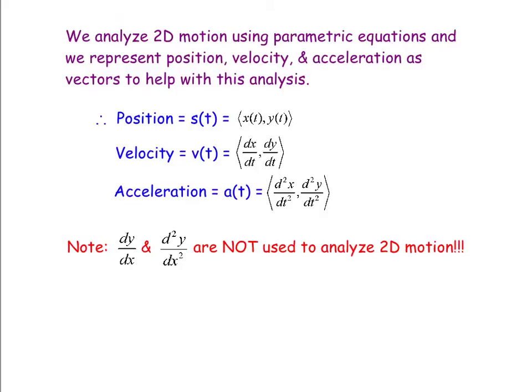Now, again, notice that each of the position, the velocity, and the acceleration that we have here are all expressed as vectors, which means that each one of them has both an x component and a y component. Another thing to keep in mind is that the work that we did in the prior lesson, where we were finding things such as slope, you must keep separate from the calculations we're going to do here. In particular, the dy/dx and the second derivative that we calculated there are not at all used in this analysis of two-dimensional motion.